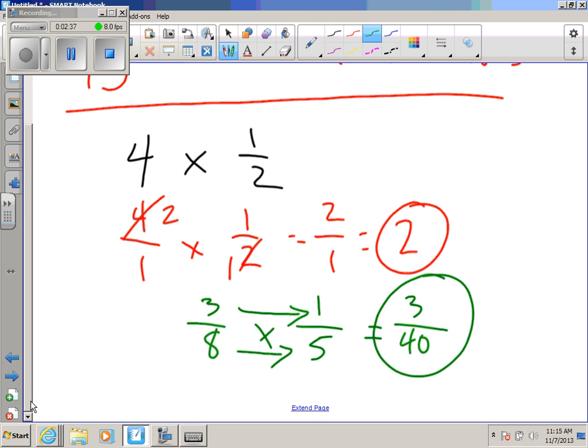Remember way back when we made equivalent fractions and we said you can make equivalent fractions by multiplying or dividing. The easier of the two methods is using multiplication because you can pick any number you want to. It doesn't always work the same way with division.